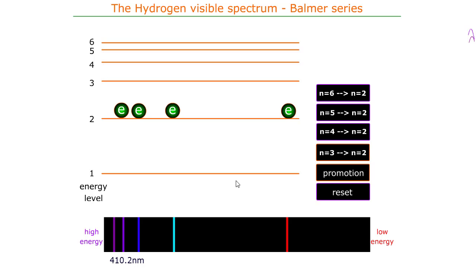Remember, the first series, the highest energy series, corresponds to relaxation down to n equals 1. That appears in the ultraviolet region of the spectrum. Relaxation down to n equals 3 is called the Lyman series, and that appears in the infrared region of the spectrum.